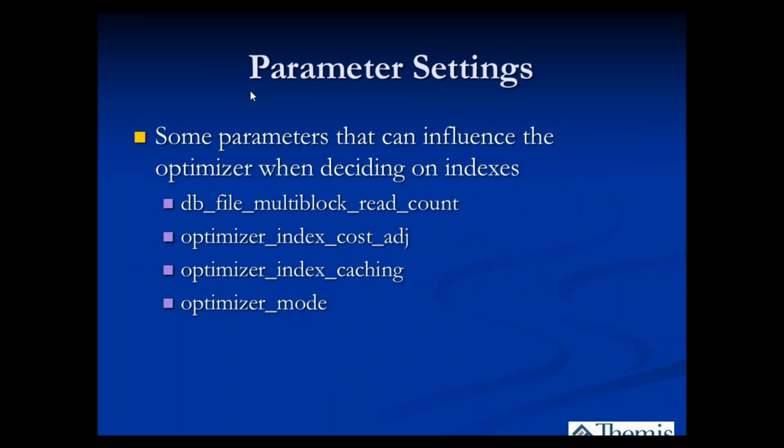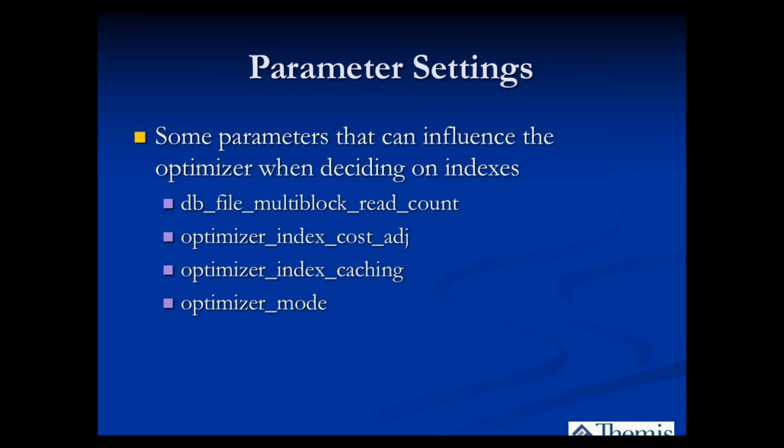Here are those parameter settings from earlier that I was talking about, and we looked at that example of the optimizer index cost adjustment, but there are a few others in here too, and maybe a few others that I don't have listed here. But DB file multi-block read count.